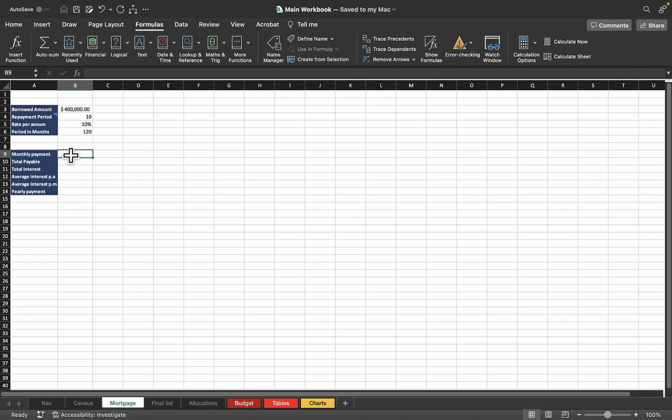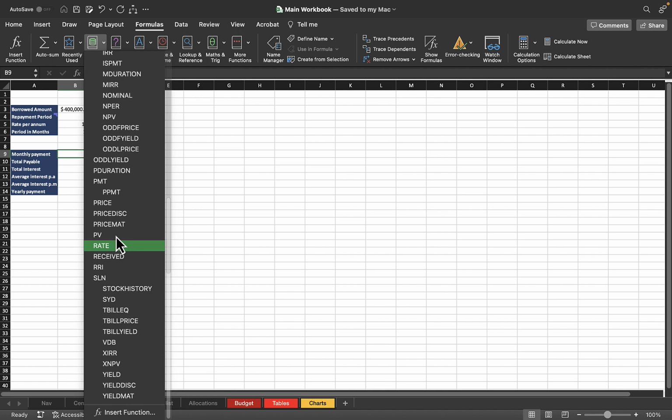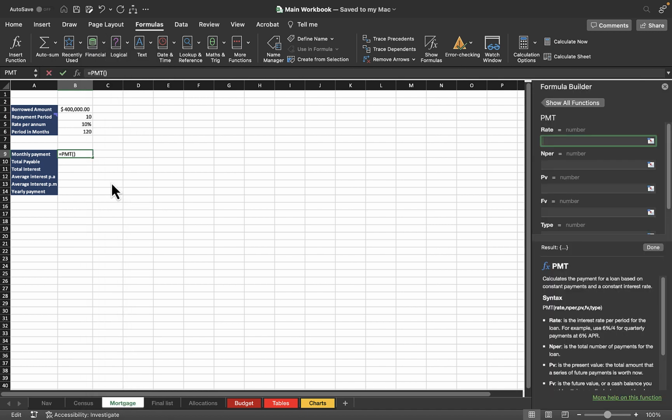To do that, we are going to use the PMT function. Go to the Formulas tab, then go to Financial and get the PMT function. The reason I'm going to the Formulas tab is for the formula builder to become available. Once I click on it, the formula builder on the right becomes available. In previous versions of Excel, it was a pop-up menu that comes on top.